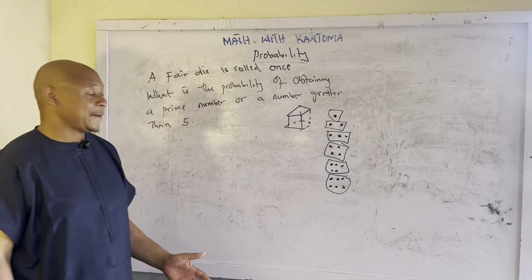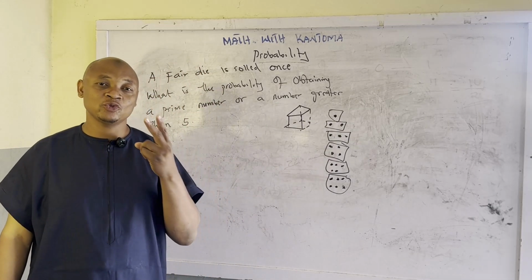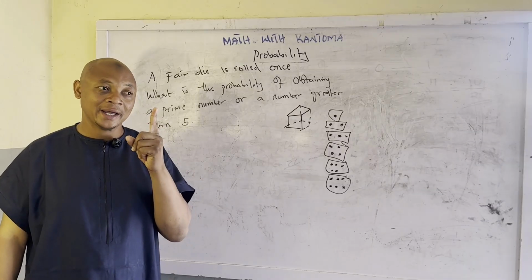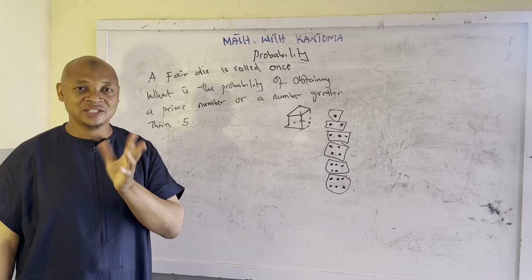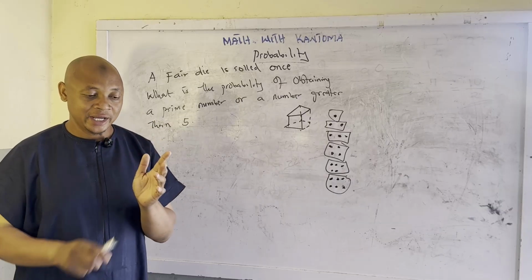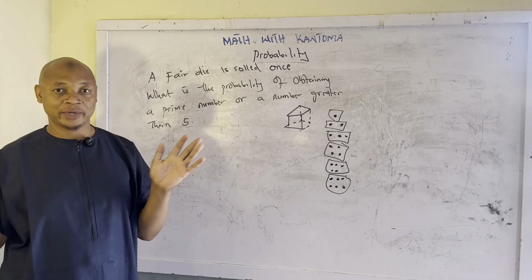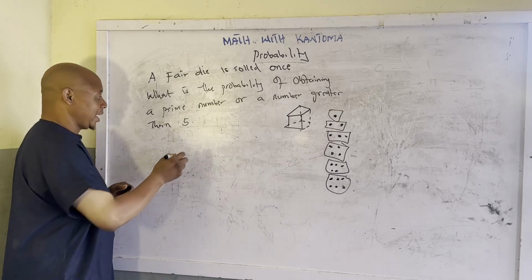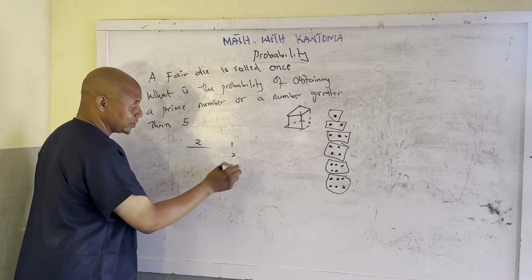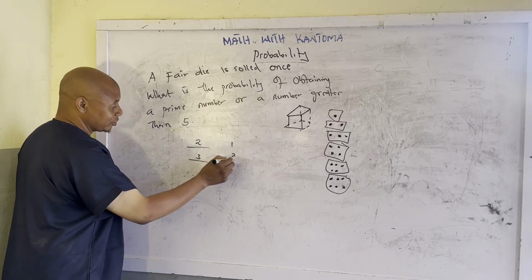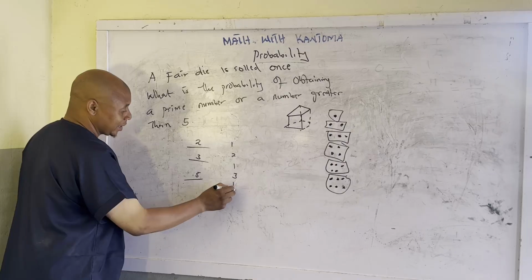Now, prime numbers are numbers that have 2 factors, 1 and itself. That's the easiest way you can define a prime number. Any number that has 2 factors, 1 and itself, is called a prime number. For example, I have 2. What can divide 2 apart from 1 and itself? What can divide 3 apart from 1 and itself? What can divide 5 apart from 1 and itself?